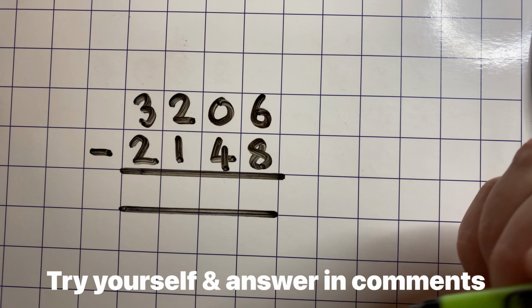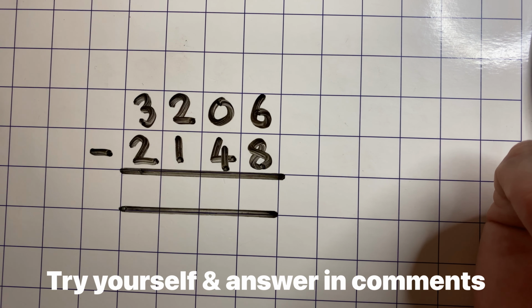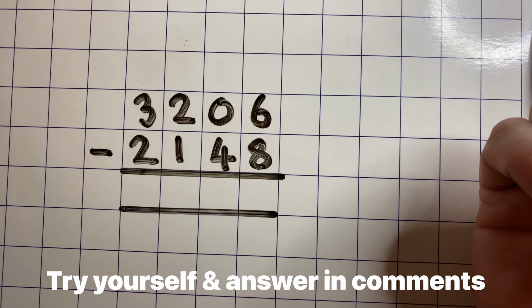As you're doing it, you just ask yourself a question: do you need to make an exchange? Now, to find that out, you literally just have to know, do you have enough ones, tens, or hundreds to subtract? If you don't, you simply exchange. It's as simple as that.